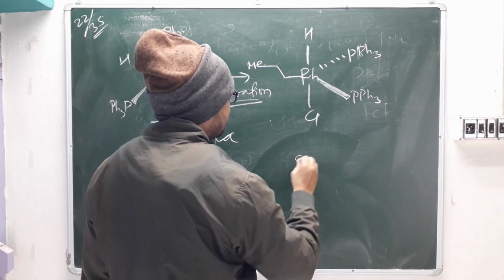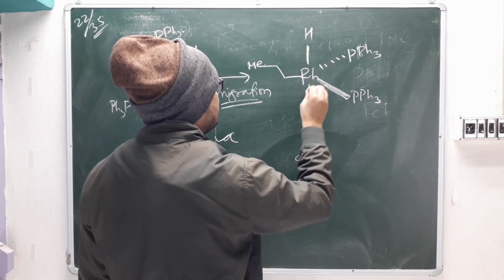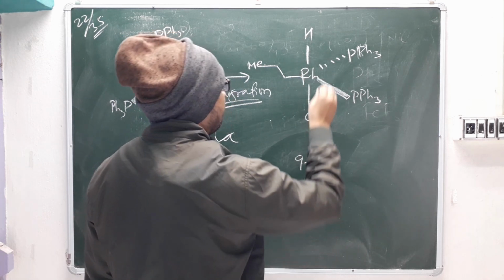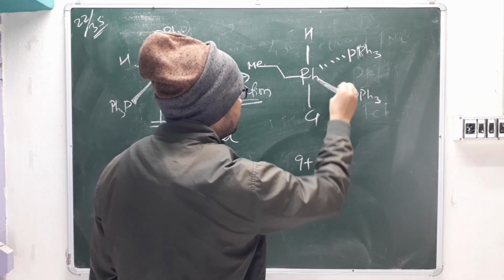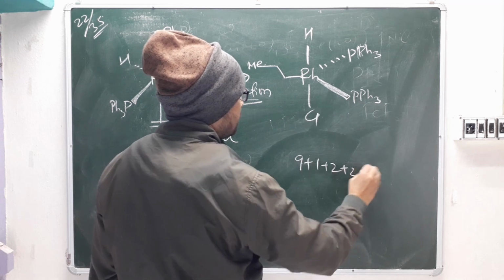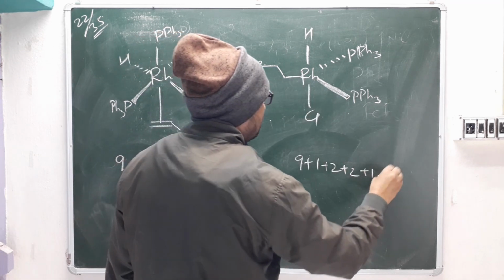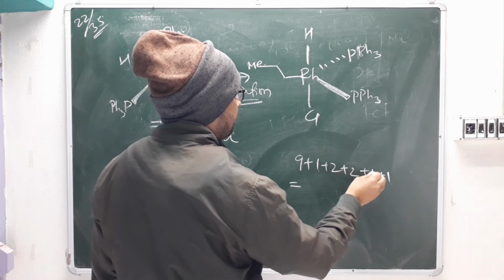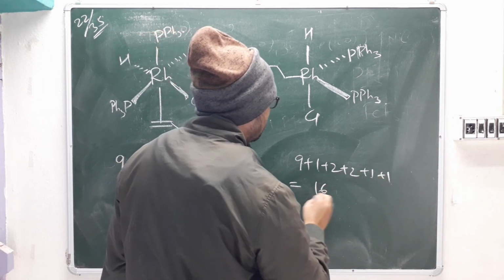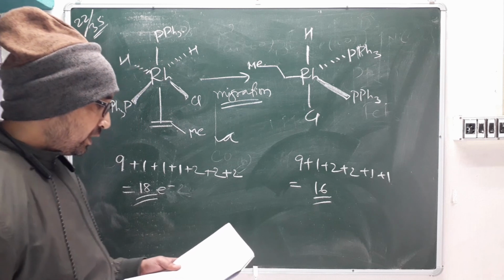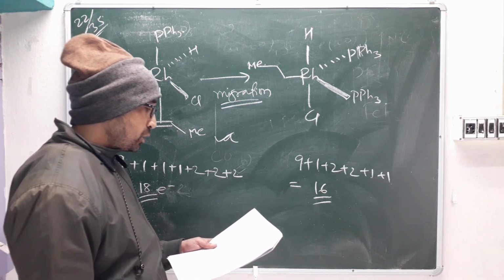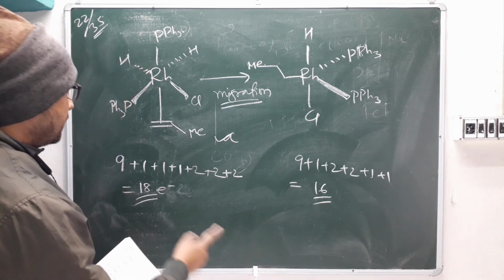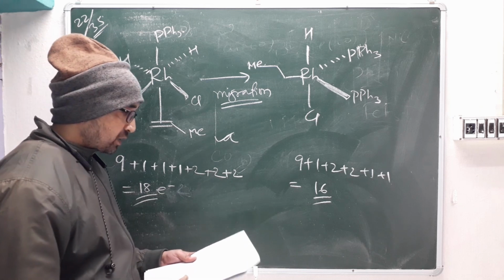Again for rhodium it is 9, plus this is contributing 1, this is contributing 2, this one is contributing 2, this one is contributing 1, this one is contributing 1. So how much is it coming? 9, 1, 10, 12, 14, 15, 16. So 16. So your option B, change in electron count of rhodium from 18 to 16, yes, it is correct. Okay, 18 to 16 it is changing.